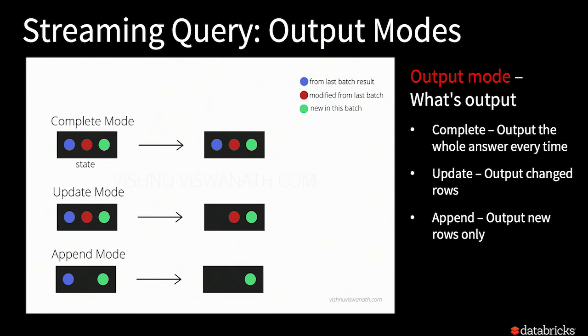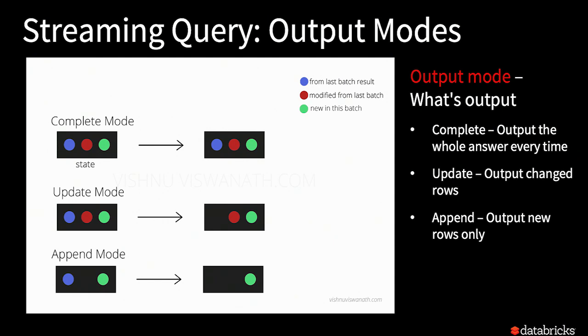Here's another, more illustrative diagram of what complete mode means. In complete mode, if a new batch comes in, I'm going to write everything plus whatever new has come in. In update mode, I'm just going to update, for example, the row that has been modified. And in append mode, I'm just going to bring out the green one, which is the new one. That's what those distinctions mean.